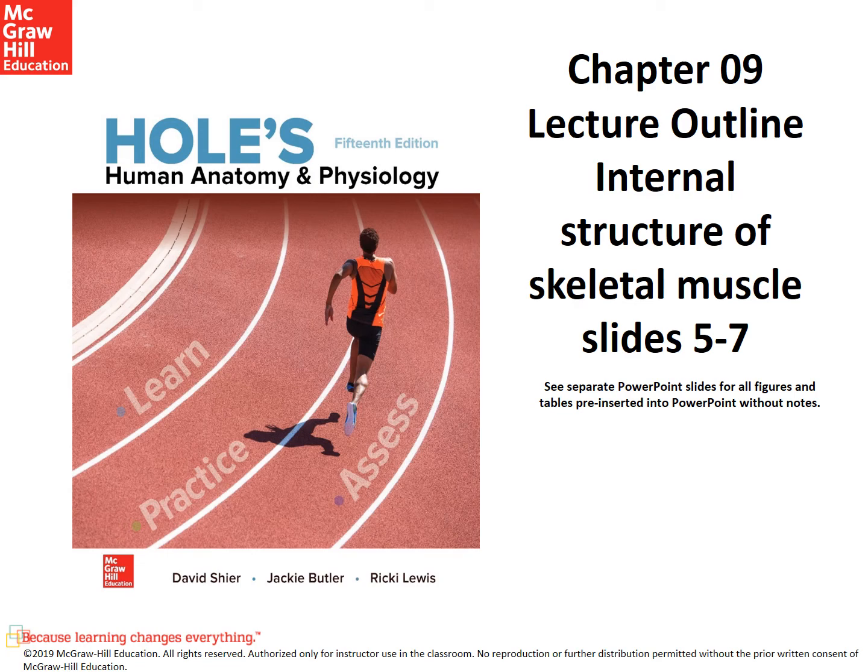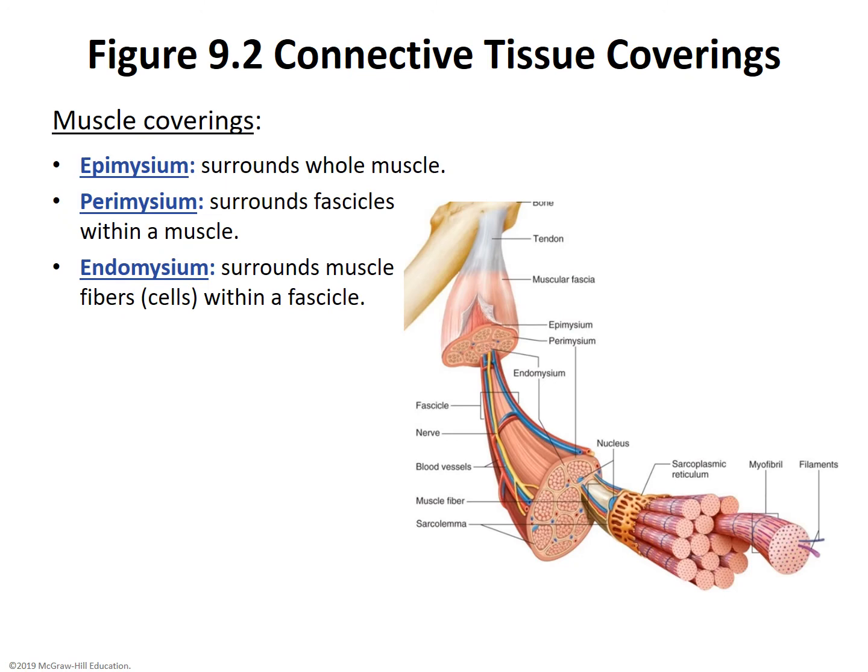So we are going to look at the internal structure of skeletal muscles and get a little perspective on that before we start looking at how muscles contract. As we stopped last time, which is where we will start this time, we start looking at the connective tissue coverings of muscles.